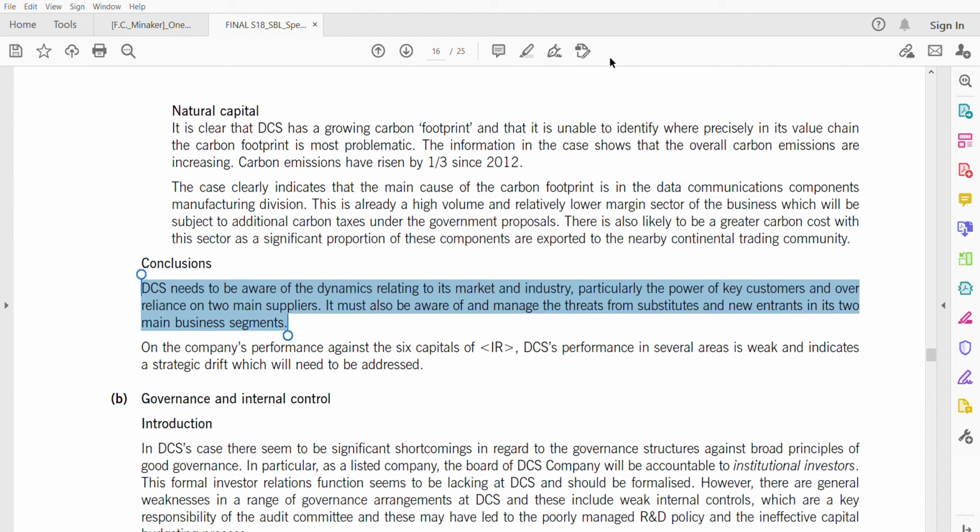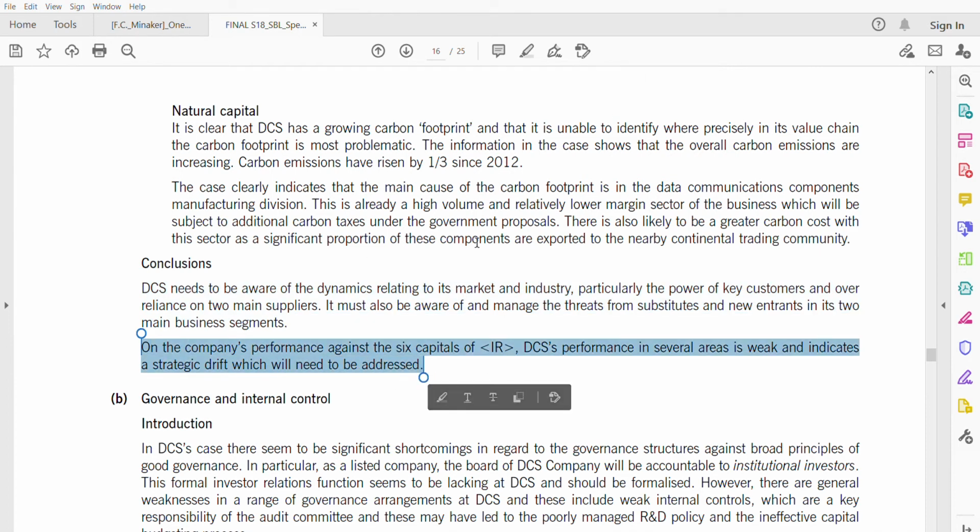Now let's go to the second part. The second part talks about the six capitals, so the company's performance. Okay, now they're judging. They're giving a final conclusion. What is the company's performance against the six capitals of IR? This year's performance in several areas.